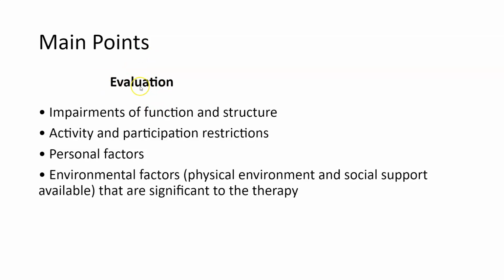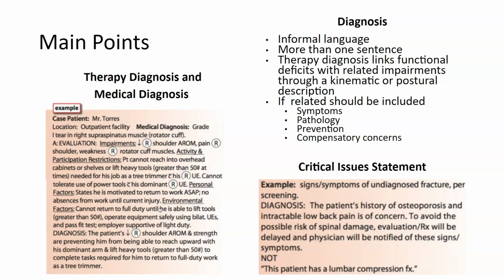So for the evaluation now, you're going to take this and you're going to identify the impairments, the activity and participation restrictions, personal factors, and environmental factors that are significant to the therapy, right? So as opposed to doing an evaluation just to identify the diagnosis, we're doing an evaluation to identify all of these things as well. So we need to list them here in our assessment.